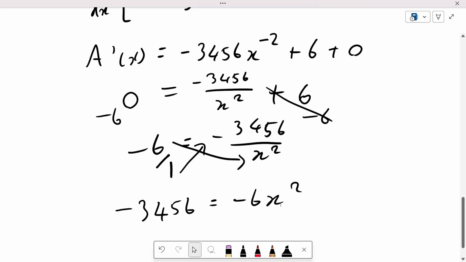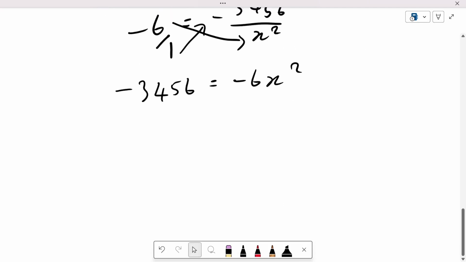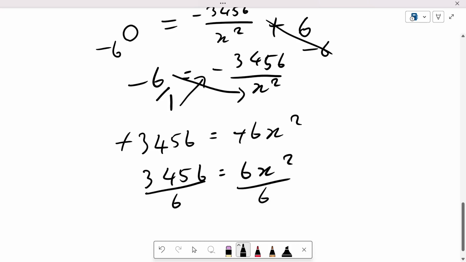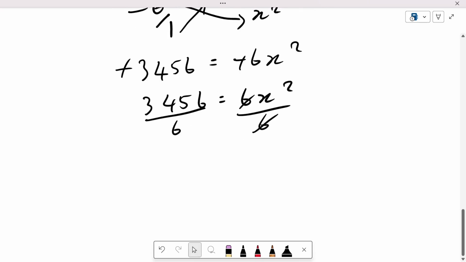Alright, now we can see that these negatives over here will cancel, and then we are left with 3,456 equals 6x squared. And then we can divide both sides by 6, and then these 6's will cancel out. We are going to be left with x squared on the left hand side. x squared equals 3,456 divided by 6, which is just going to be 576.